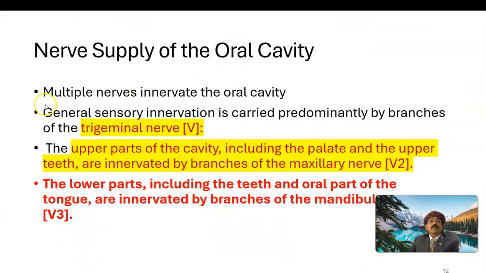Nerves of the oral cavity: multiple nerves innervate the oral cavity. General sensory innervation is carried predominantly by branches of the trigeminal nerve, particularly V2, that is the maxillary nerve, and V3, that is the mandibular nerve. The upper part of the oral cavity, including the palate and upper teeth, is innervated by the branches of the maxillary nerve. Lower parts, including the teeth and oral part of the tongue, are innervated by the branches of the mandibular nerve.